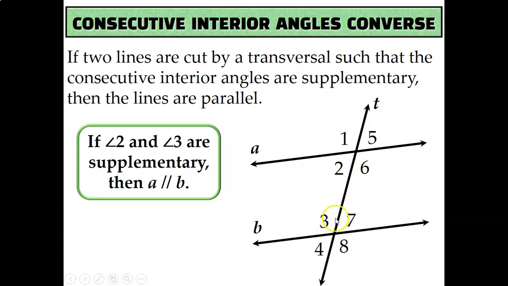Consecutive interior, remember consecutive means that they're on the same side, like how angle 2 and angle 3 are on the left-hand side of the transversal, and interior means that it's in between the two lines that we're proving are parallel. So 2 and 3 are consecutive interior, and 6 and 7 are consecutive interior, and if you knew that either of those pairs of angles was supplementary, that would be enough information to show that line A and line B were parallel.